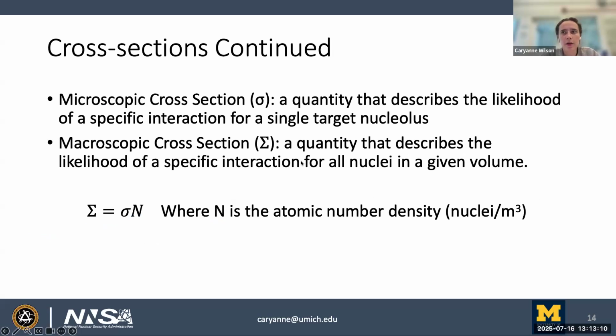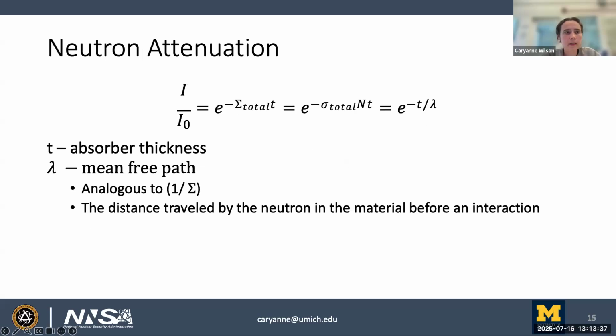So I just defined microscopic cross section, but that's a quantity. And then the macroscopic cross section is the quantity that describes the likelihood of the interaction for a given volume. So to get that value, you'll just multiply the microscopic cross section by the number density. And the macroscopic cross section is usually in units of per centimeter.